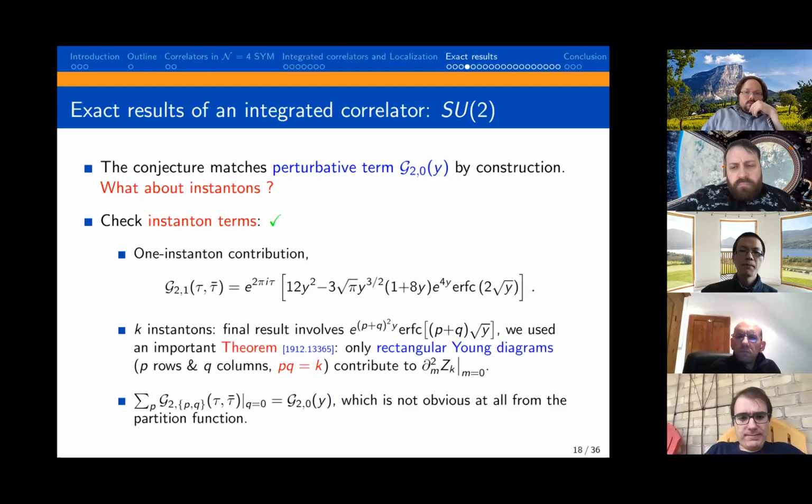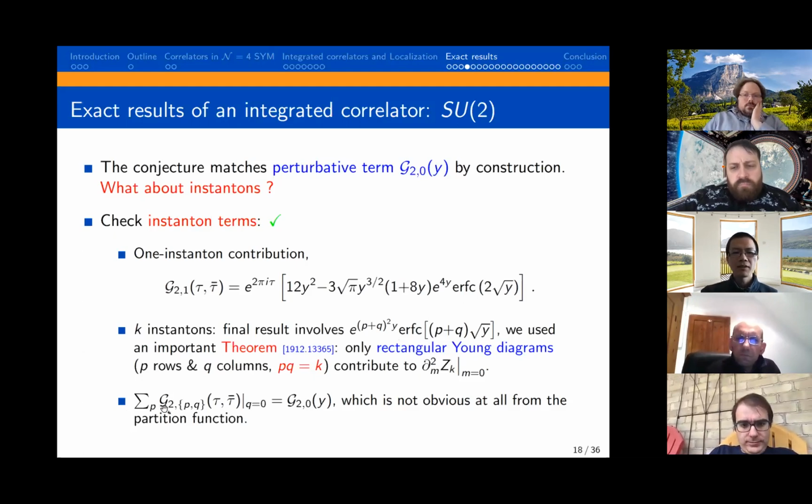Another interesting point: as I said, the k-instanton contribution is naturally decomposed into p times q. So k naturally decomposes into p times q, and we found that if you take, say, q equal to 0, let's say, and you sum over all the p, well, q equal to 0 implies really the 0 instanton, k equal to 0. And we found that actually this result will match with the perturbative result.